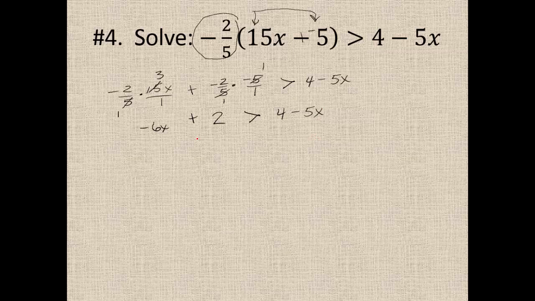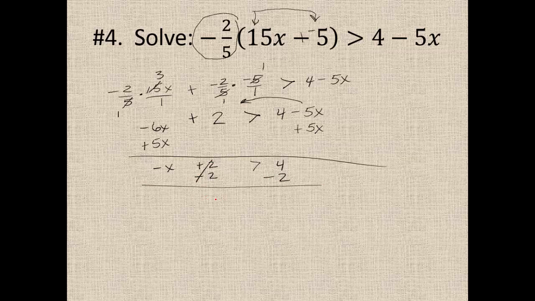Okay. Now we've got x's on both sides and numbers on both sides. I prefer to move the x in this direction with an inequality especially, so I'm going to get rid of the one on the right side by doing this. And I need to add 5x to both sides, which leaves me with -1x plus 2 is greater than 4. Okay? And now let's subtract 2 to get it over here. So I have -x is greater than 2.